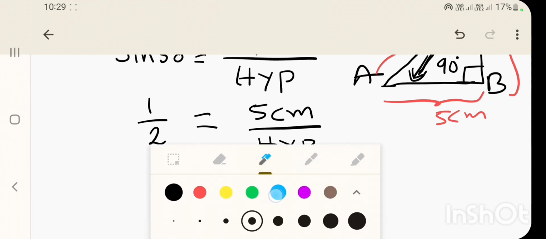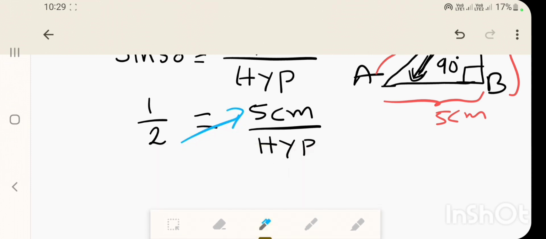Now what we have to do is just the cross multiplication here. The hypotenuse length will come on the left hand side, and this 2 goes on the right hand side: 2 into 5.